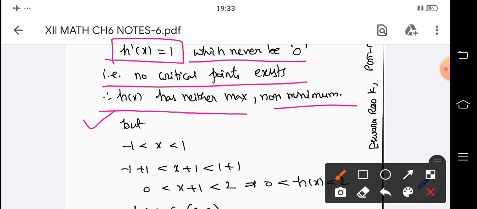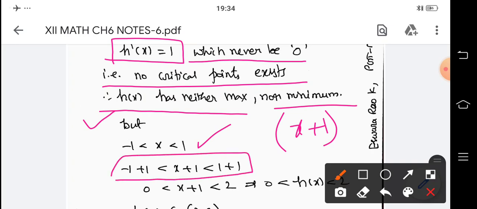But if you look at the question in the textbook, x belongs to the open interval minus 1 comma 1. Question number 2, 5. x belongs to the open interval minus 1 comma 1. Means what? Minus 1 less than x less than 1. They gave us x plus 1 as the function. So adding 1 throughout the equation, then 0 less than x plus 1 less than 2.